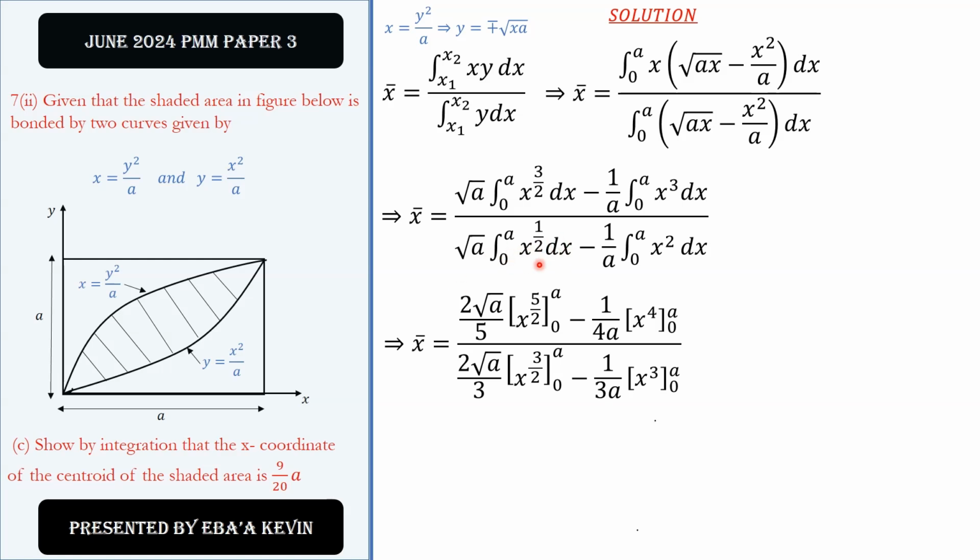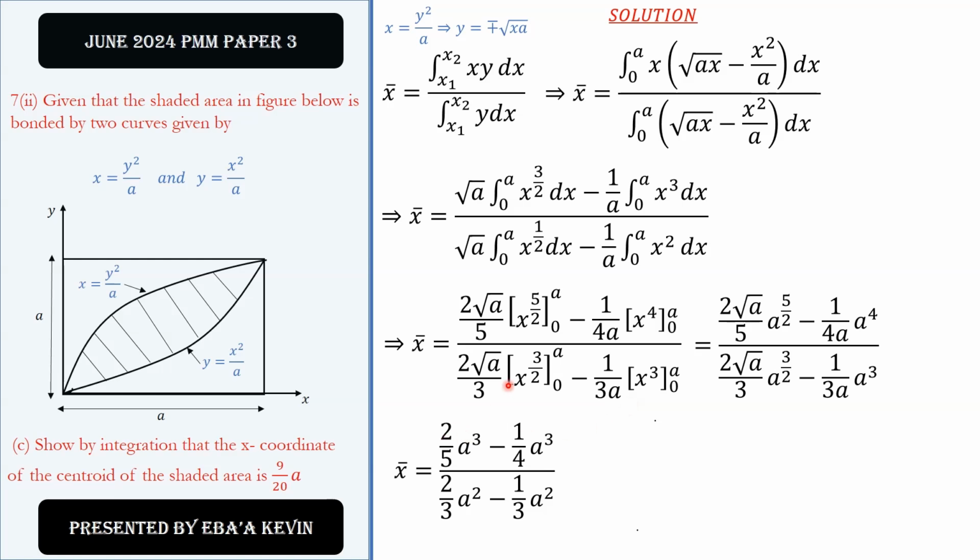When we integrate this part, then minus, if we integrate x squared with respect to x, we are going to have x raised to the power 2 plus 1, which is x raised to the power 3, then divided by 3. Bringing the constant outside, we have minus 1 divided by 3a, then times x raised to the power 3 from 0 to a. Further simplifying, putting in the upper bound minus lower bound, we get 2 square root of a divided by 5, then times a raised to the power 5 divided by 2, because if you put 0 as the lower bound, you simply get 0, then minus 1 divided by 4a, then times a raised to the power 4, divided by 2 square root of a divided by 3, then times a raised to the power 3 and a half, then minus 1 divided by 3a times a raised to the power 3.